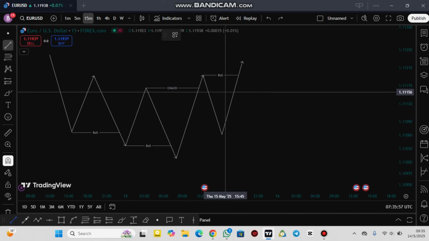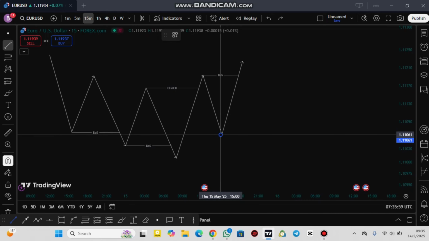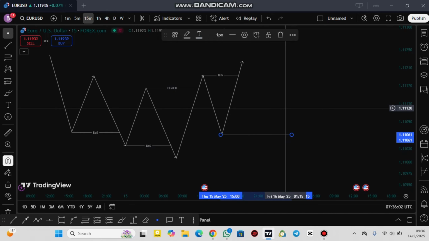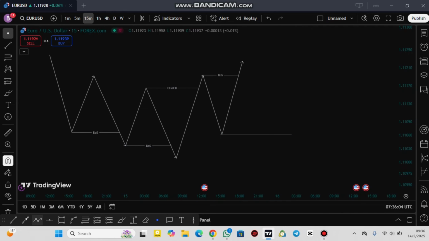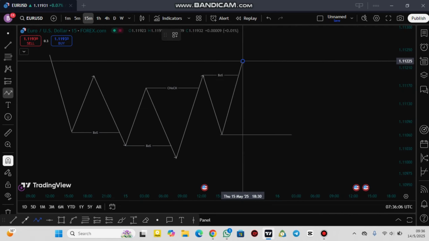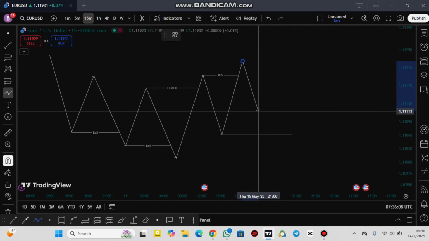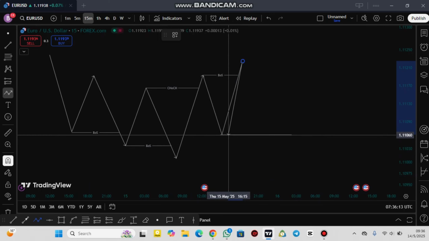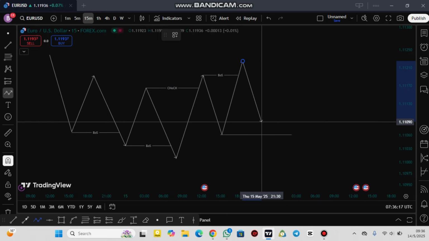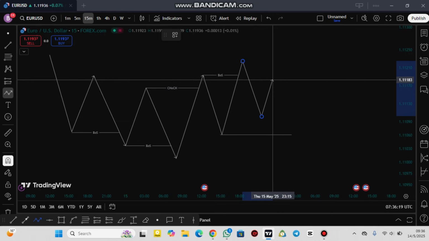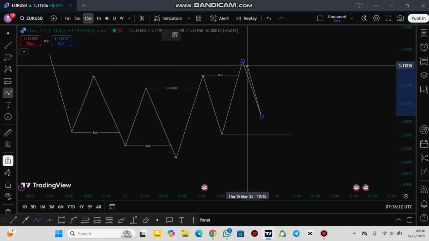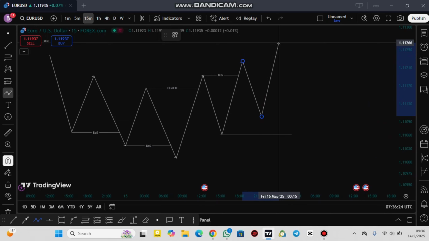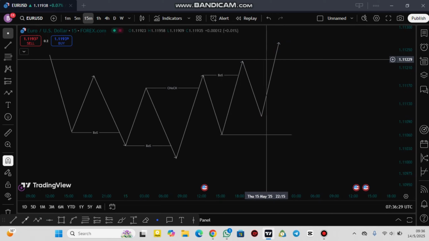So price creates a new higher high, price creates a new higher low. What are you expecting again? You're also expecting another retracement. And then what are you expecting? A respect of this low, and a violation of this high, right? Creating a new higher high, right?